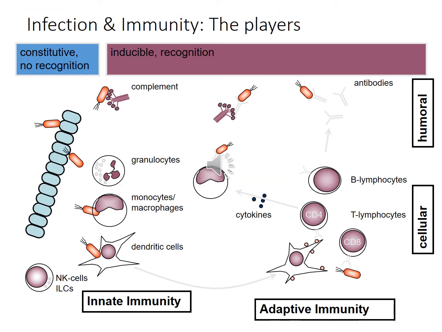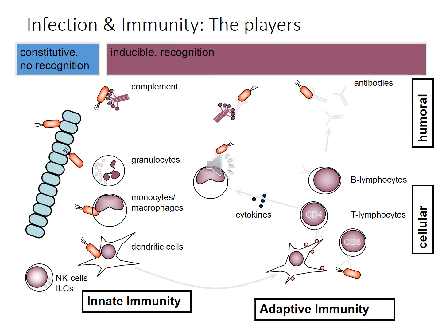This is a picture that was shown yesterday, and I will quickly go through it again to recap. On the very left side, you have the constitutive innate immunity. Here you see the barrier of the epithelial cells, and once that is breached on the inside, granulocytes like neutrophils will immediately attack bacteria. Macrophages will take up bacteria, and so will dendritic cells.